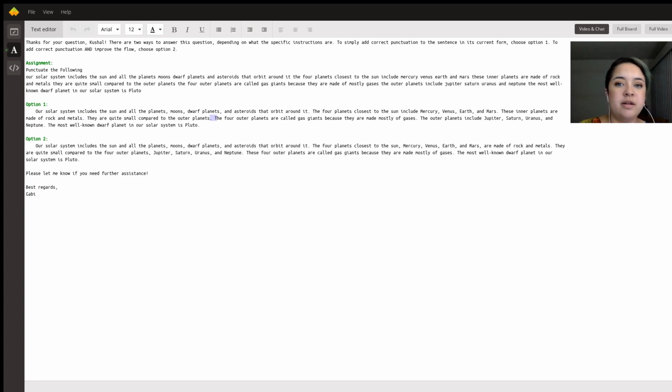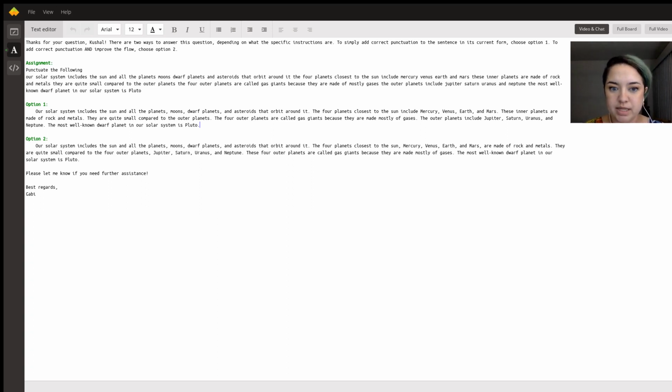Capitalized the. Four outer planets are called gas giants, then a period and the, and we've got another list of proper nouns, so commas and capital first letters. And then period, capital the, and then a period at the very end. Now this option is if you want to keep the paragraph exactly as is, the same exact words, but just adding punctuation.